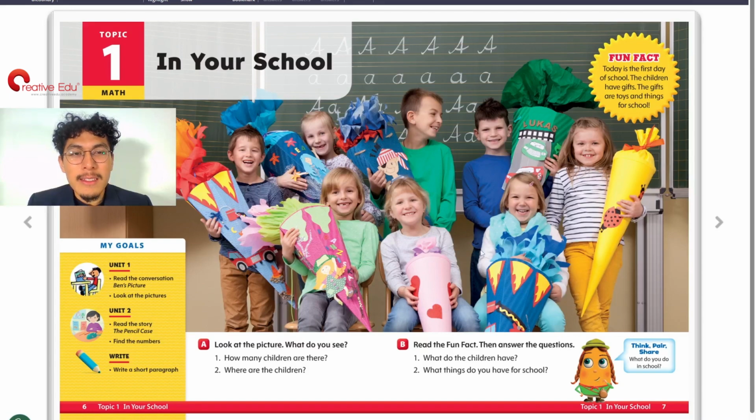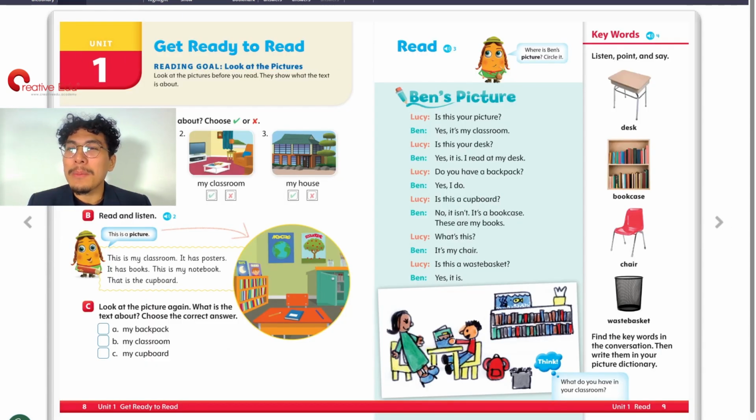And what things do you have for school? What do you usually bring to school? Pencils, books, pencil cases? Now let's move on to the next page.